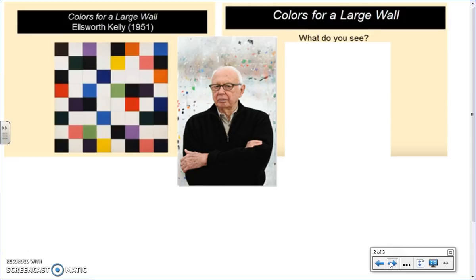This is a picture of Ellsworth Kelly next to his Colors for a Large Wall painting. Or I should say it's a collage. He served in World War II, and after he had served, he went to France to study art. In Europe, artists were using all colors of the spectrum with full intensity. So when he returned to the States, in New York, he painted with this idea of using color at its full intensity and created Colors for a Large Wall.